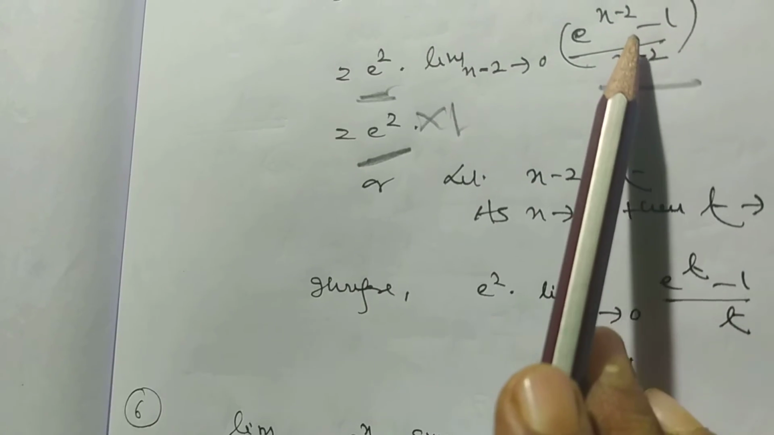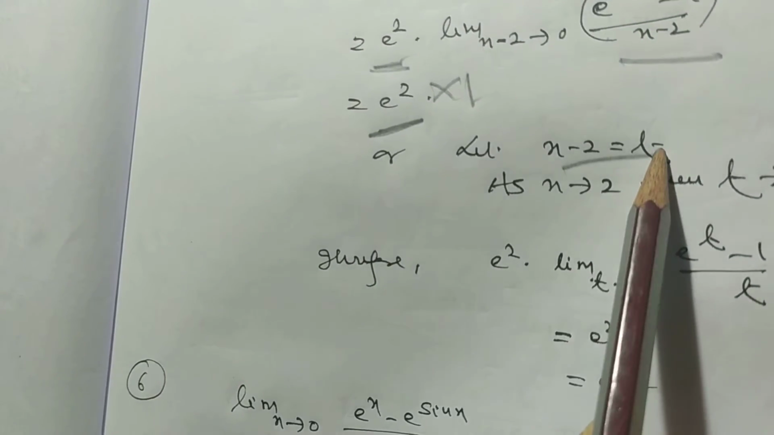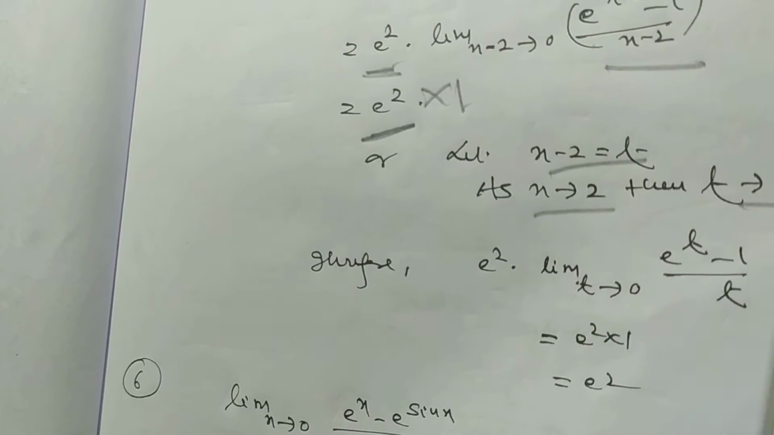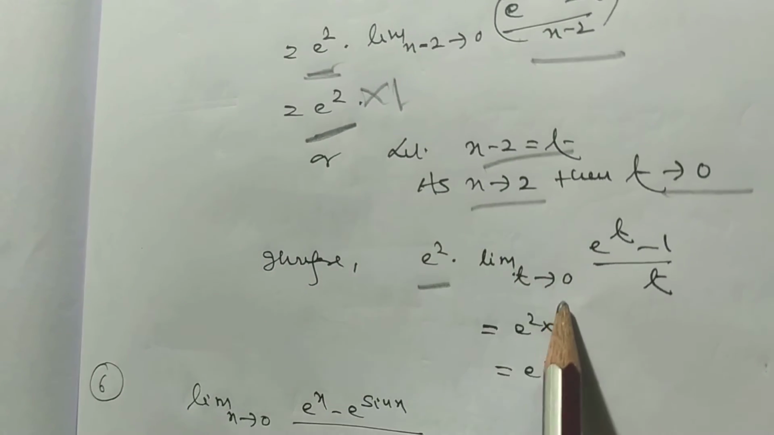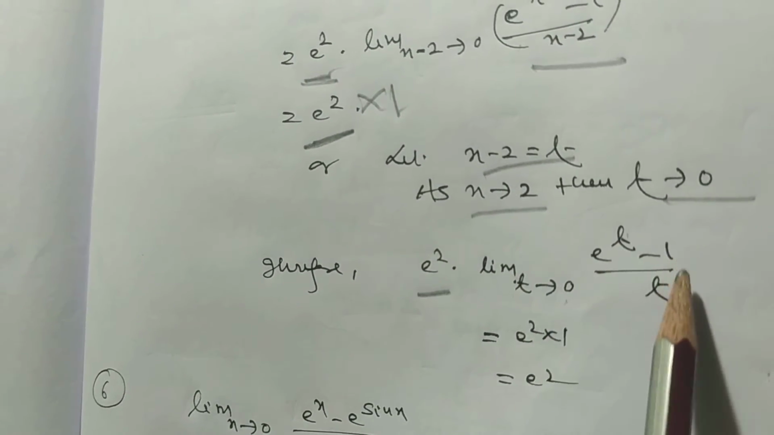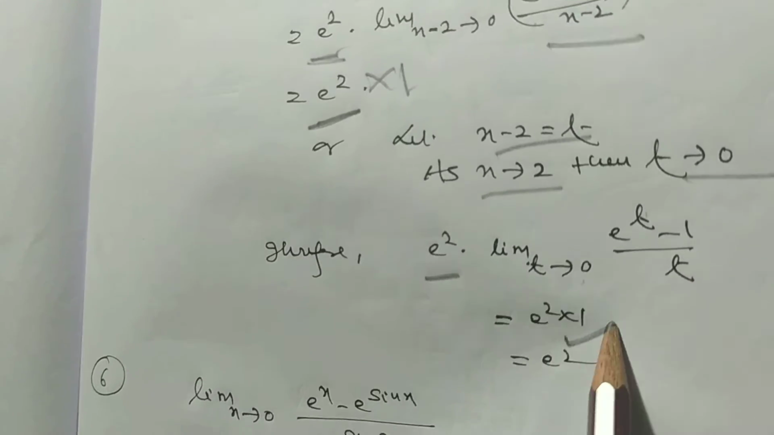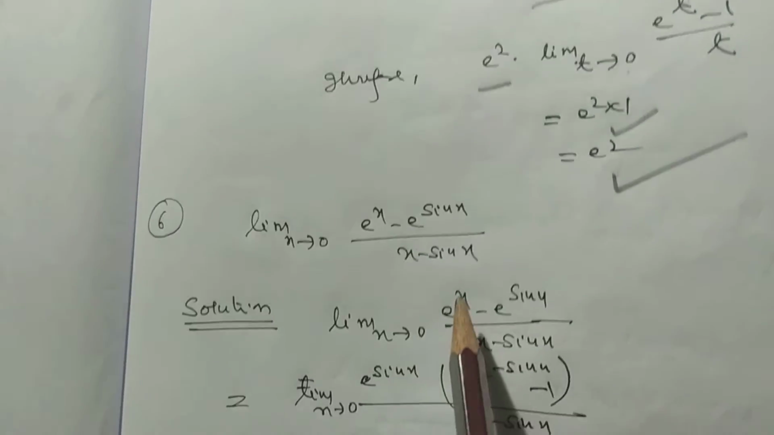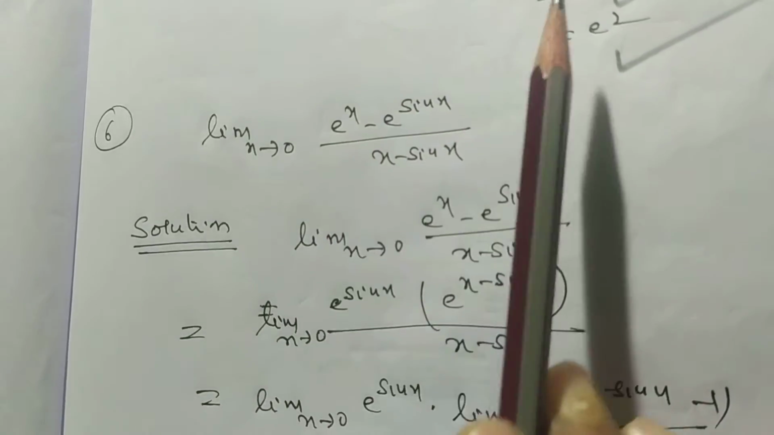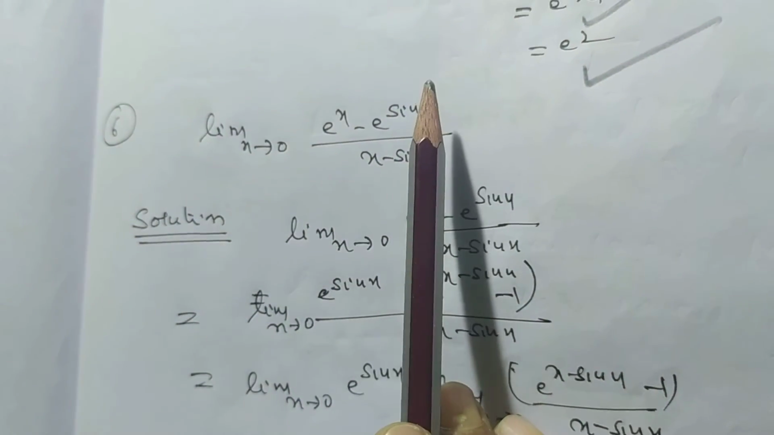Or you can convert it. x minus 2 is equal to t, x tends to 2, t tends to 0. So it will be e square, limit t tends to 0, (e to the power t minus 1) by t, that is e square into 1, that is e square. So my dear students, in this way you can solve this problem.